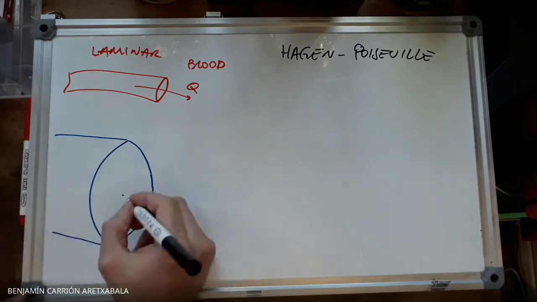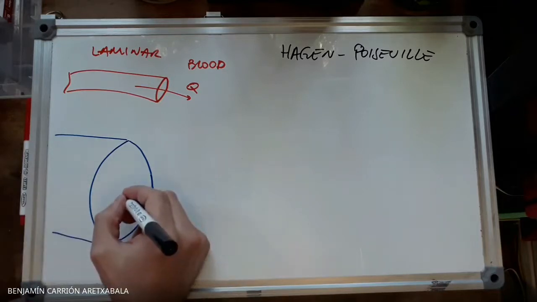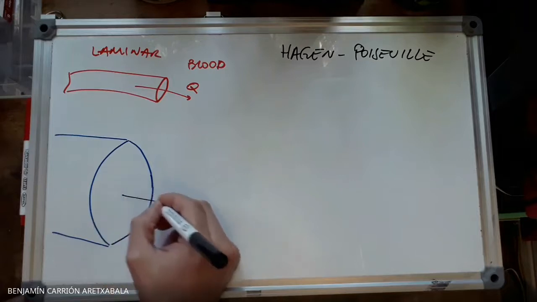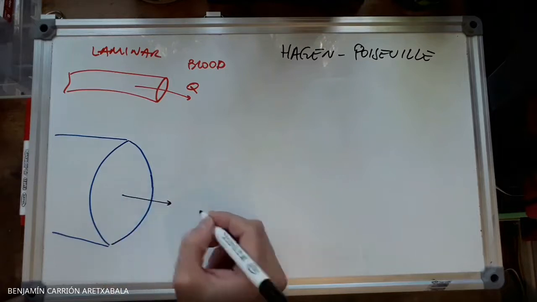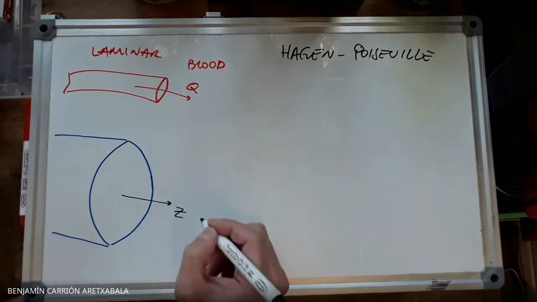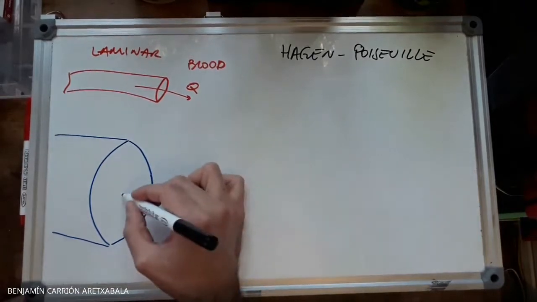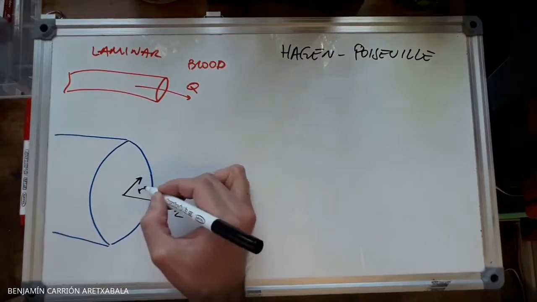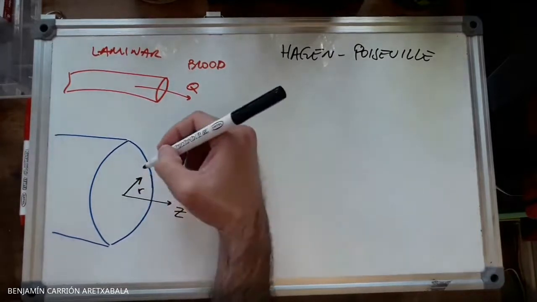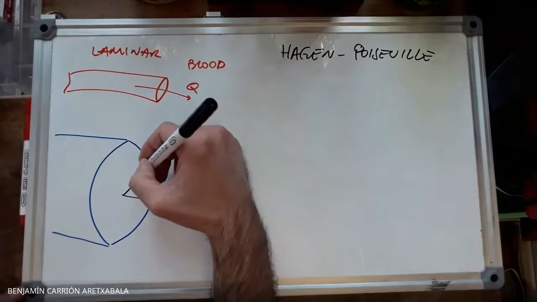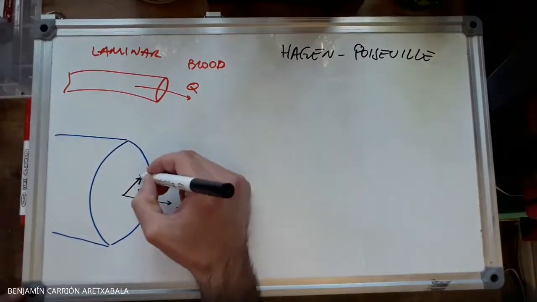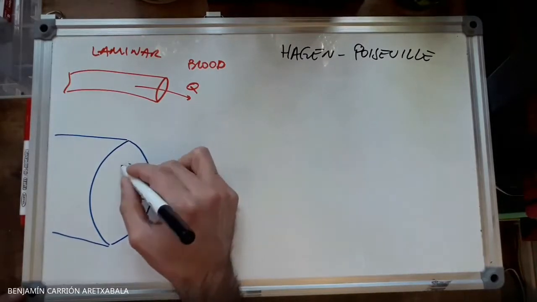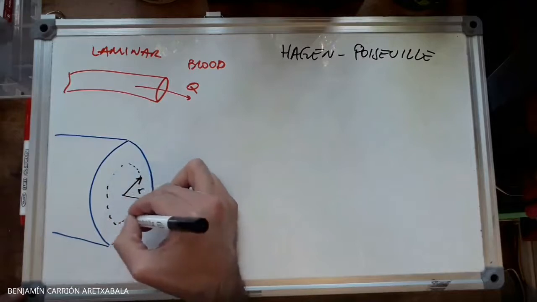So in this typical cylindrical coordinate system, we're going to have one direction along the flow that we're going to call Z. We're going to have one radial direction that we're going to call R. And we're going to have a tangential direction, which is normally, let's say this is an equal radius.